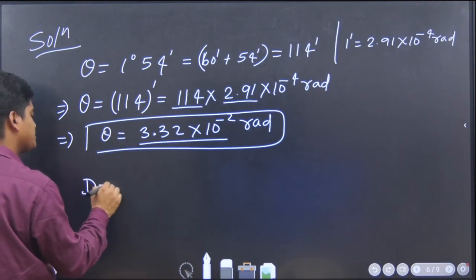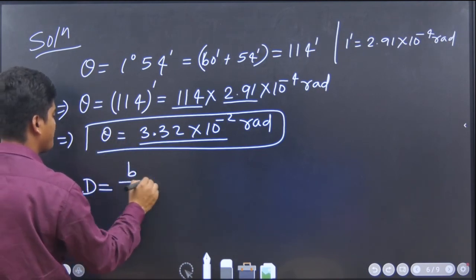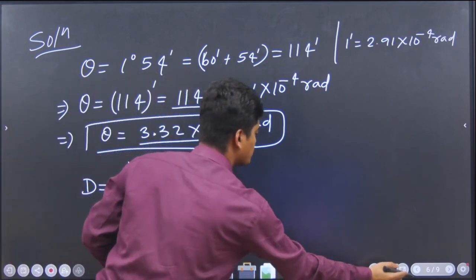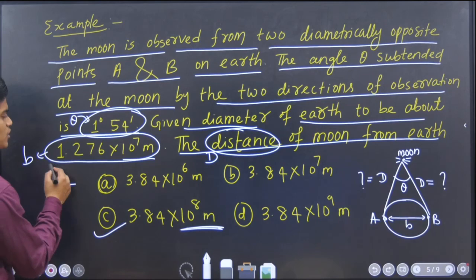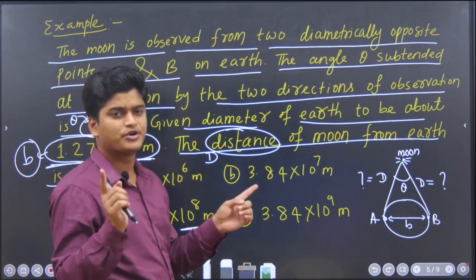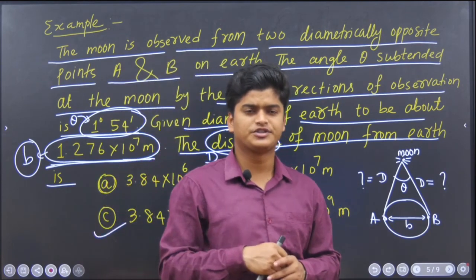Now we want to find the distance. Distance is nothing but B by theta. So B is already given in the question, which is the diameter of the earth, that is basically called the basis, the distance between two diametrically opposite points.